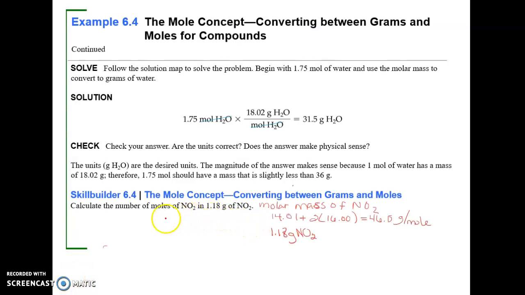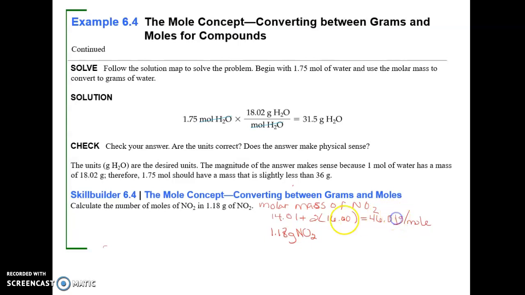Here's one to try. Calculate the number of moles of nitrogen dioxide in 1.18 grams of nitrogen dioxide. If we want to know the number of moles in this many grams, we have to have the molar mass of nitrogen dioxide. If you look at the periodic table, you'll see that nitrogen has a mass of 14.01. Oxygen has a mass of 16.00. Since there are 2 oxygens, I have to multiply that by 2. So I have 14.01 plus 2 times 16, which equals 46.01.